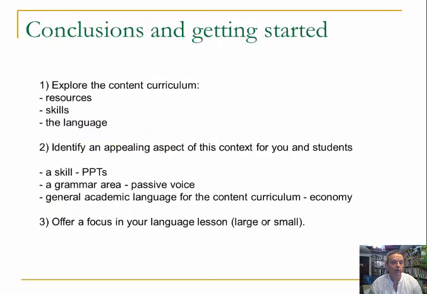In short, what we've done, we've looked at exploring the curriculum, looking at resources, skills and language involved. We've identified an aspect of the context that fits your own situation for you and your curriculum and your students. It might be a skill, working with PowerPoints and presenting. It might be an area of grammar, the passive voice that appears in your curriculum. Do some science sequenced activities to contextualize the passive voice. It might be an aspect of general academic language in your curriculum, such as the economy. Find out an aspect of the curriculum, bring it into the language lesson, whether it's a large focus or a small focus. Make a start on your CLIL journey.